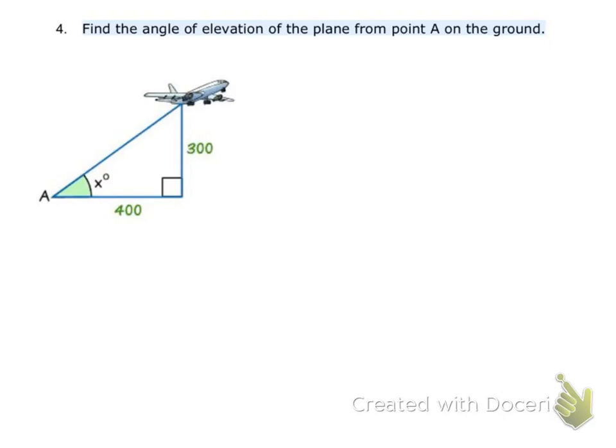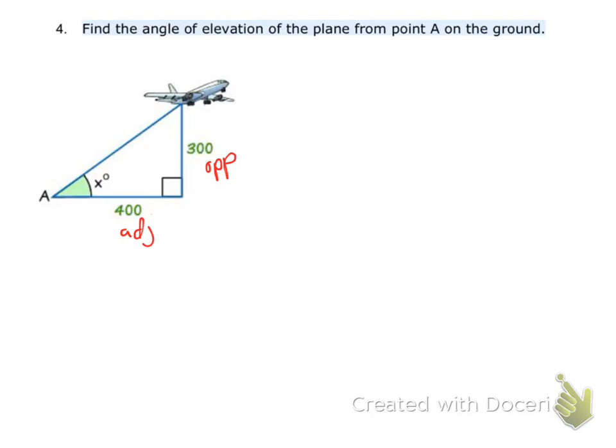It says find the angle of elevation of the plane from point A on the ground. Essentially, you're finding what in the diagram? Not A, X. Because X is in the spot now where A should be, right? You can see that this is an angle of elevation because I'm going from the floor looking up to that airplane. Which trig function am I going to use? What's 300 compared to x? It's opposite. 400 is?